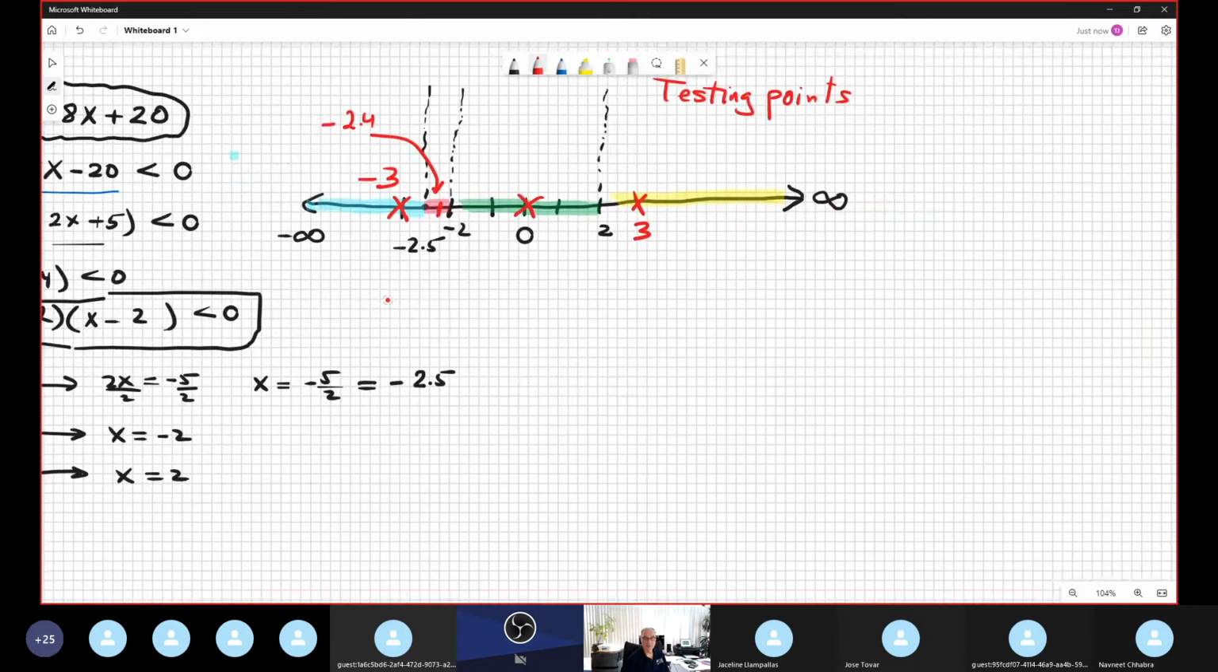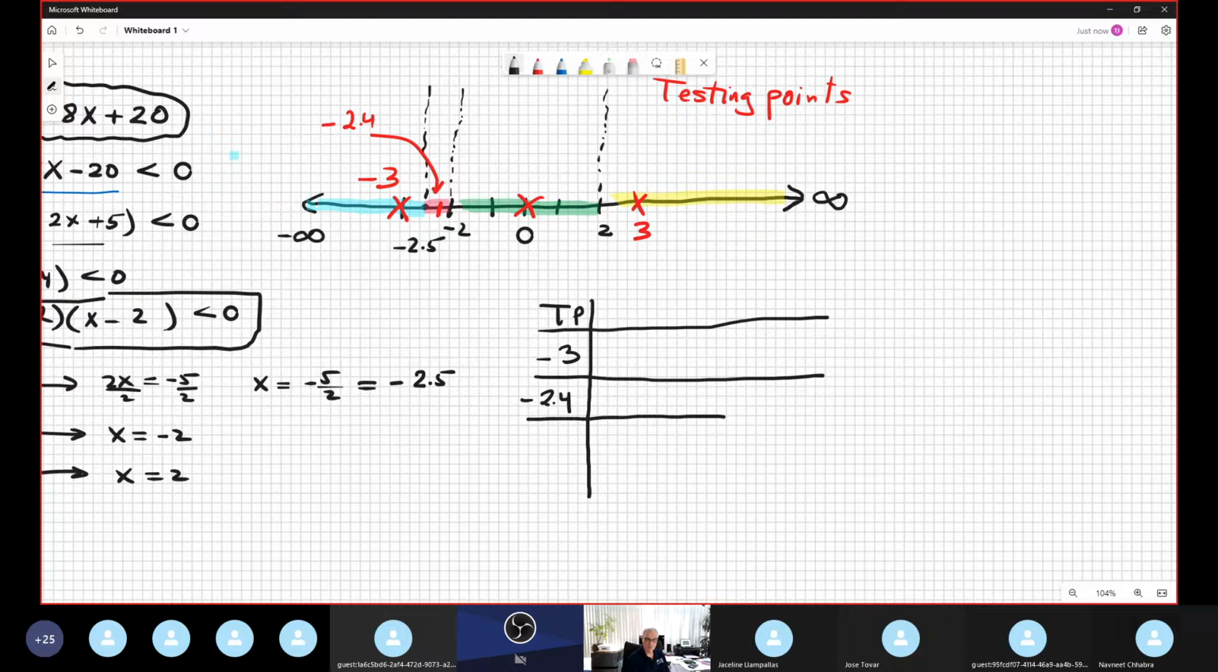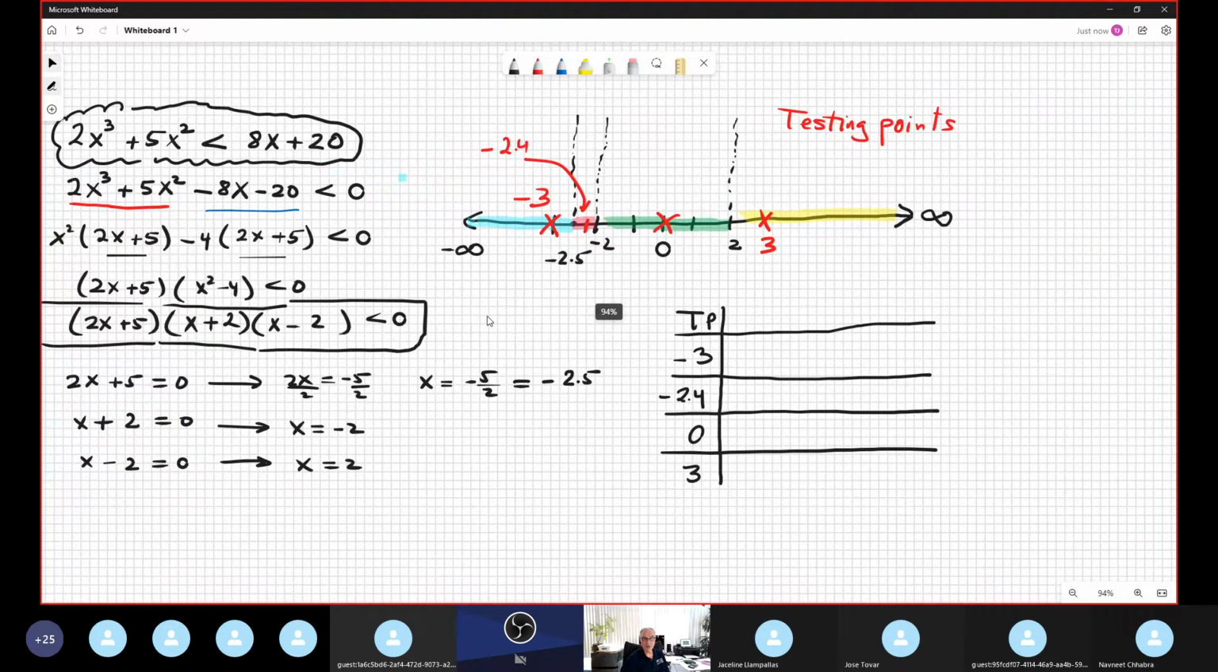Okay, now create the table. Testing point. It's negative three. It's negative 2.4. It's zero. Okay, the factors that we have in our problem are 2x plus 5, x plus 2, x minus 2. It doesn't matter, the order is not important. We evaluate one by one. And don't forget the important part, the extra column in which you condense the information.